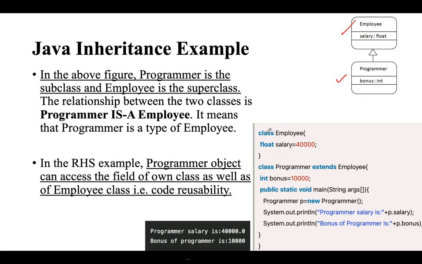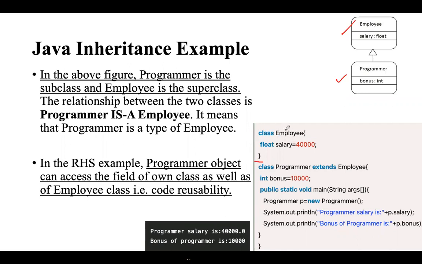So now have a look over it. We are writing class, and then the name of the class is employee. This is the starting bracket, and this is the end. And we have only one field, salary. The data type is float, and the value is 40,000. So this is a simple small class.